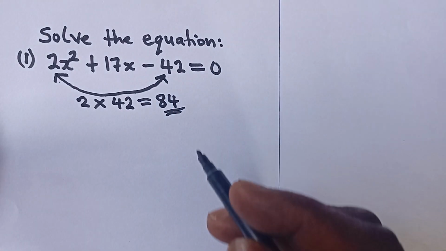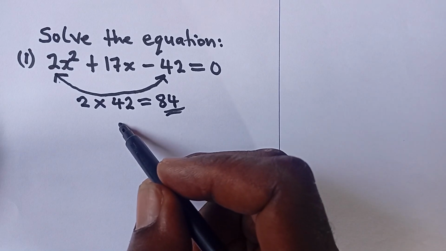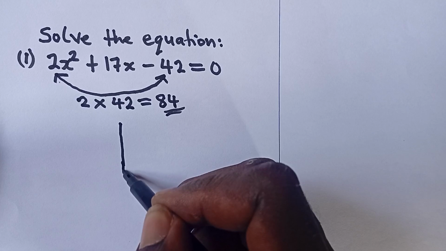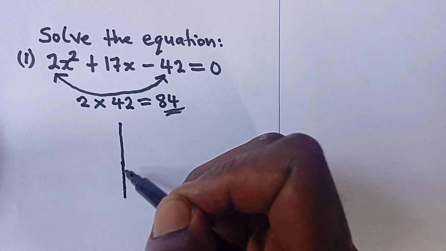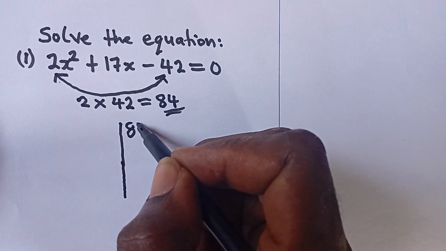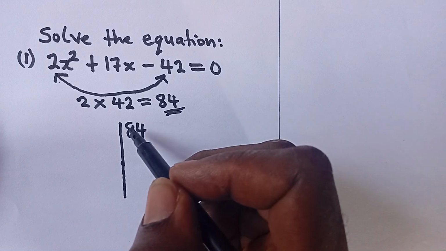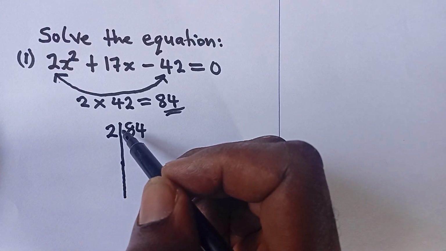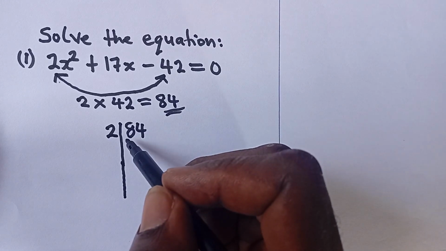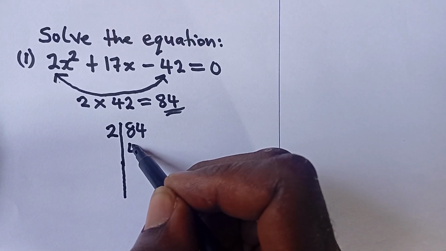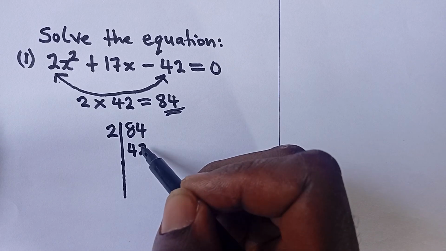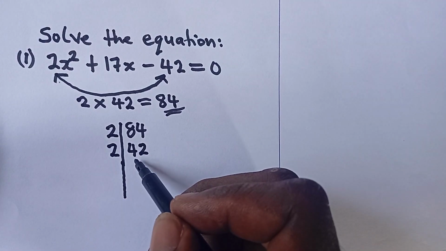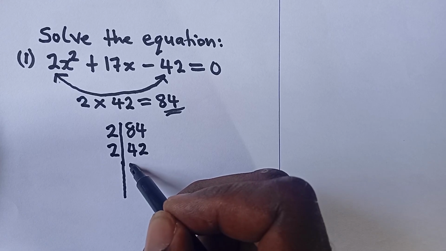An easy way to do that is to express this 84 in its prime factors. So we can rule a line now and write 84. We say 84 can divide by 2. That is the smallest number that I can divide. 84 divided by 2 will give you 42. 42 can also divide by 2 again. 42 divided by 2 will give you 21.